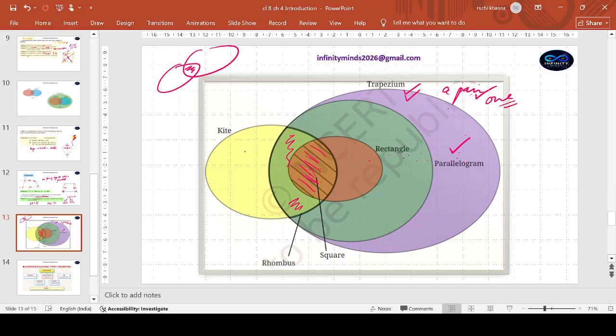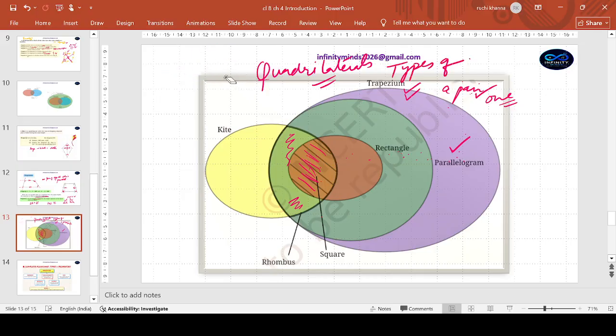This is being picked up from the previous diagram only. Only now kite is joining, as a few features of kite are present, like the kite's diagonals meeting at 90 degrees. Rhombus has that, you remember? So some features of kite are there; otherwise, kite is falling outside. This way, I can call all of them quadrilaterals. These are the various types of quadrilaterals you have in this chapter.